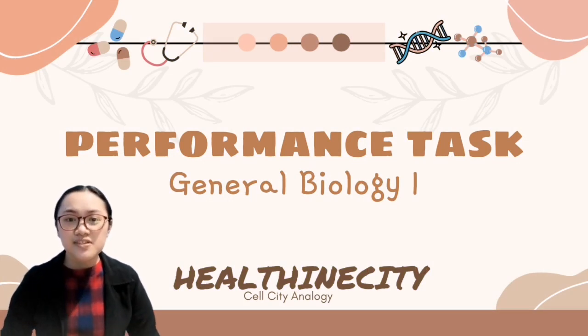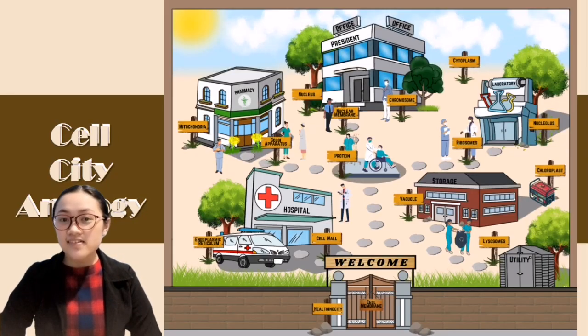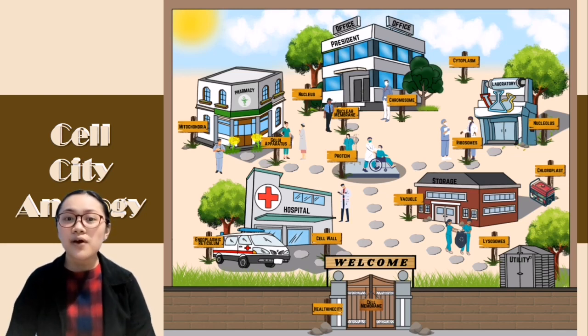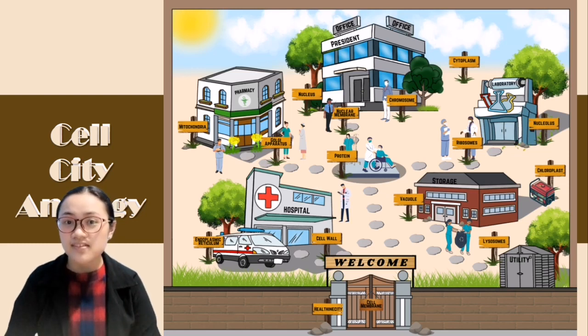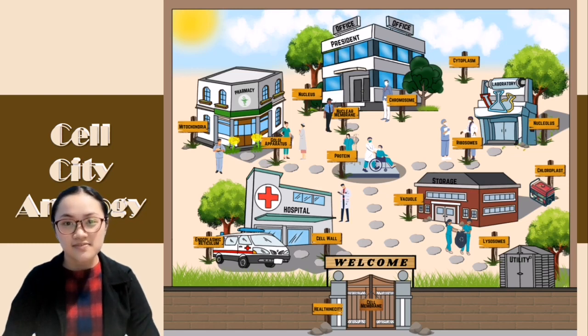I will present a cell city analogy and explain the similarities between the functions of cell organelles and the people and buildings found inside a city. This is my cell city analogy. The city is called HEALTHINECITY, which represents the words health, necessity, and city. So HEALTHINECITY is responsible for providing diagnosis, distributing treatment, and promoting good health.